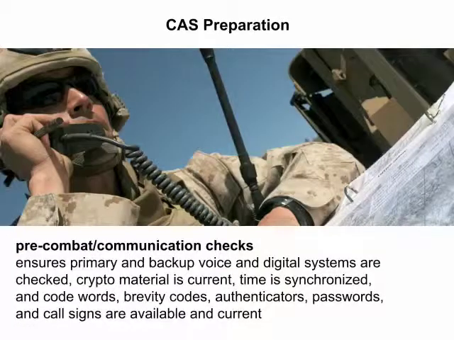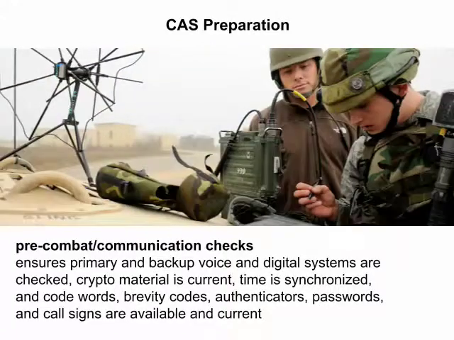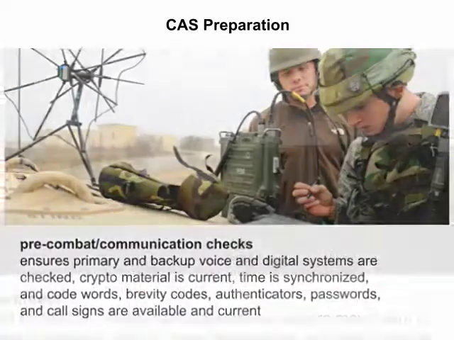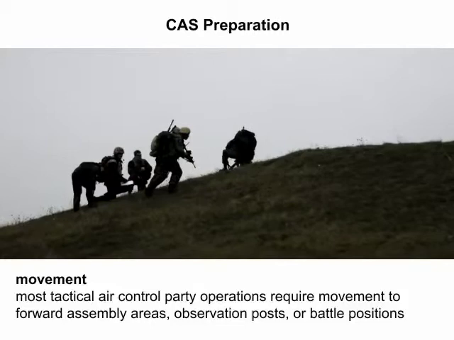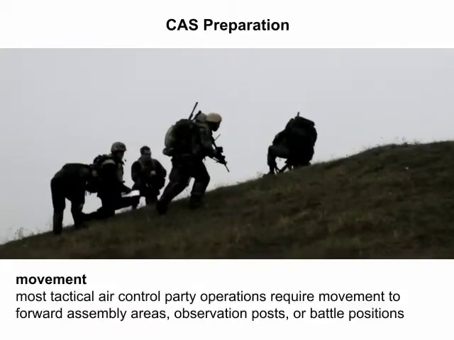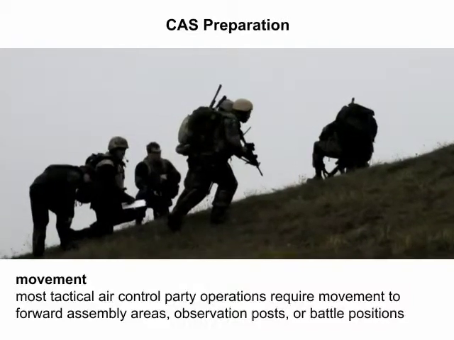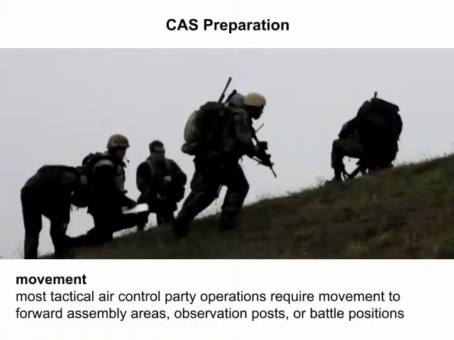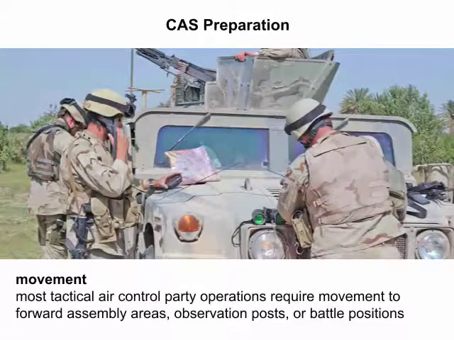During the preparation phase, and often in conjunction with the pre-combat inspections, communication links are checked and verified. This ensures that primary and backup voice and digital systems are checked, crypto material is current, time is synchronized, and code words, brevity codes, authenticators, passwords, and call signs are available and current. During the preparation phase of an operation, most tactical air control party operations require movement to forward assembly areas, observation posts, or battle positions. The air officer, air liaison officer ensures tactical air control party movement is in accordance with the maneuver unit's observation plan.